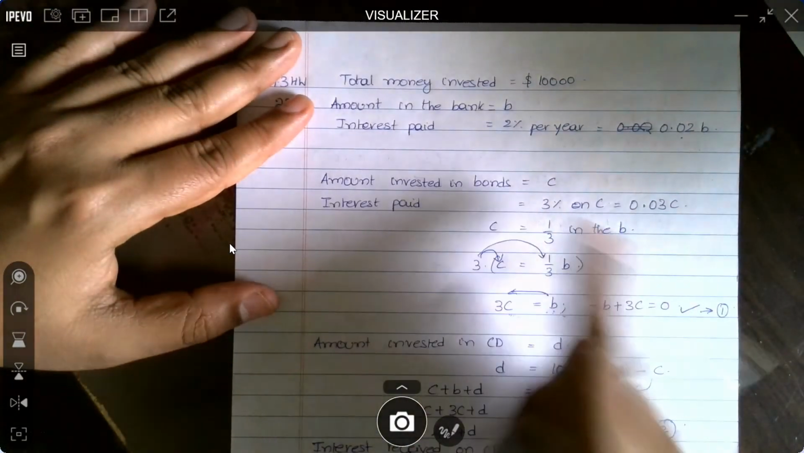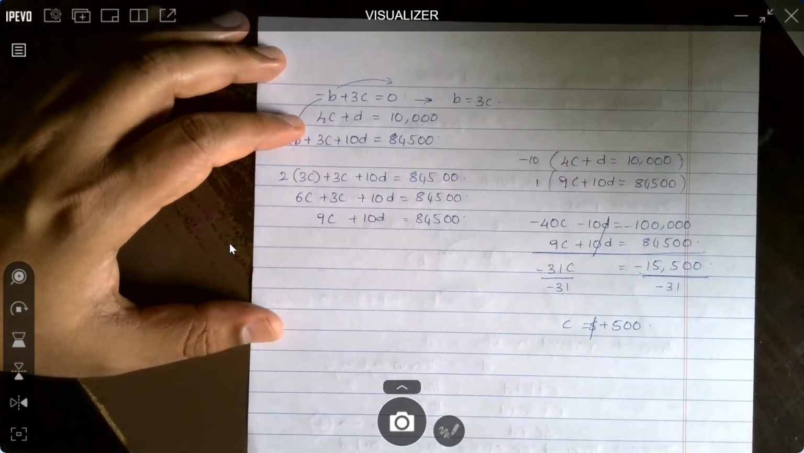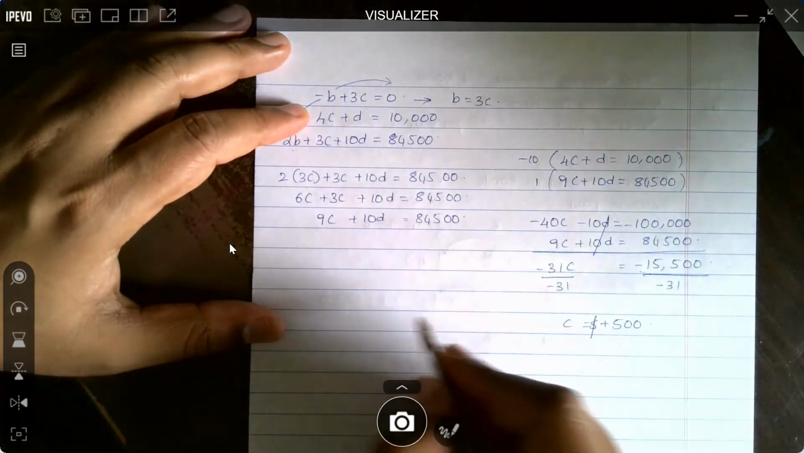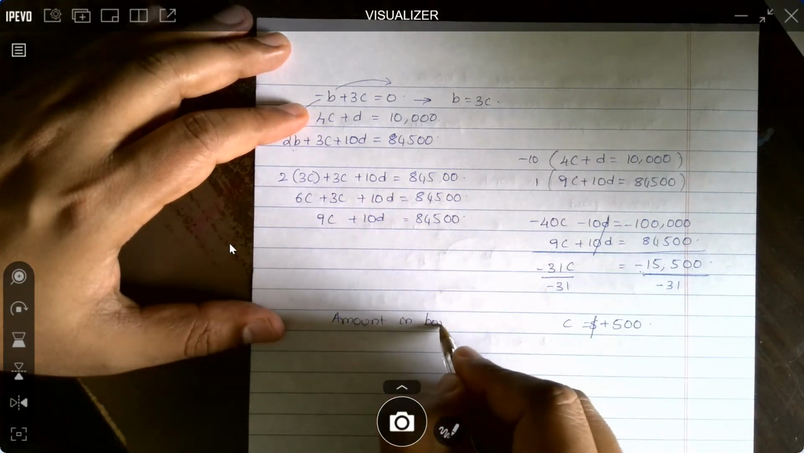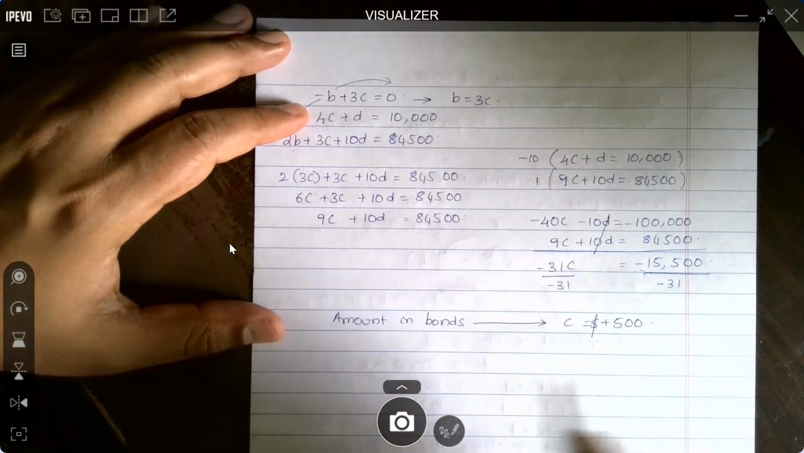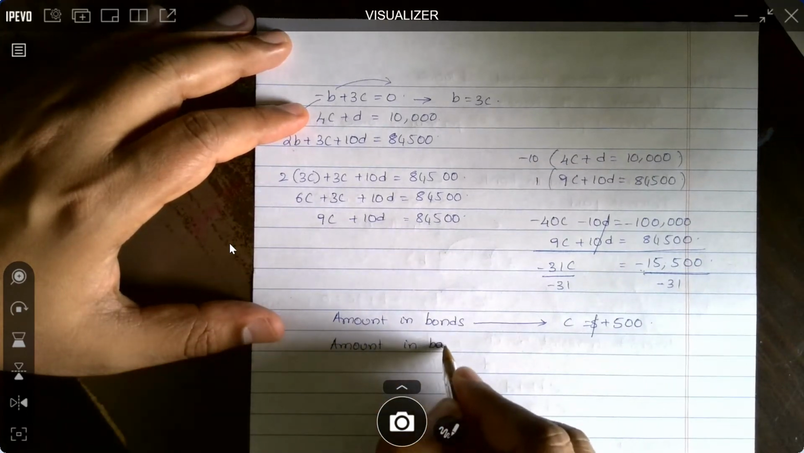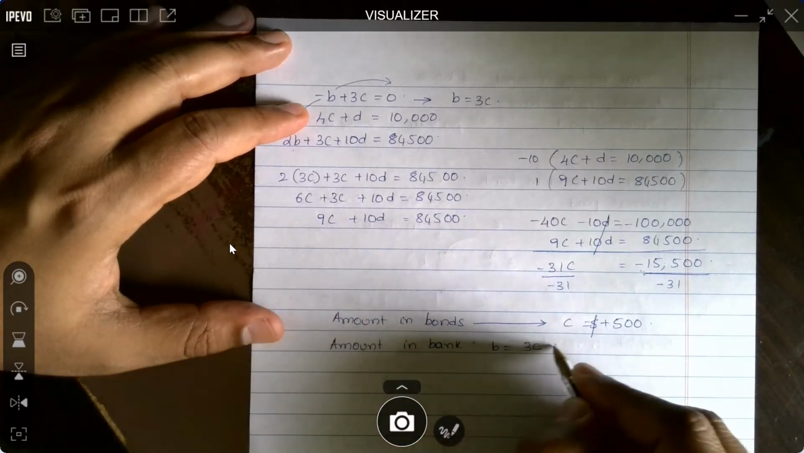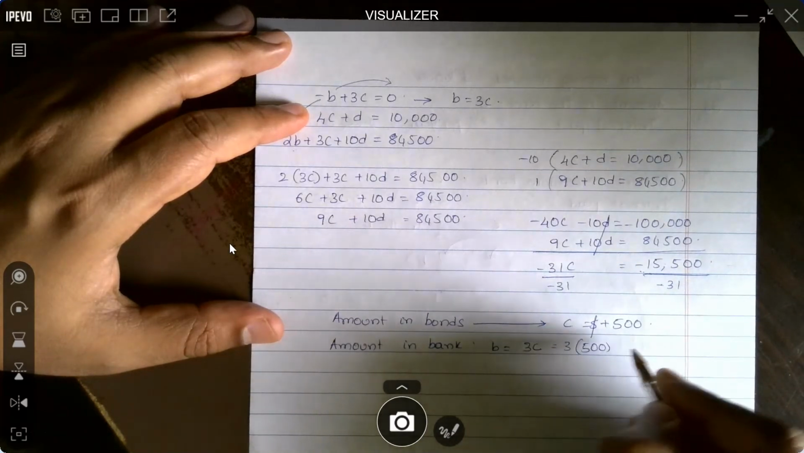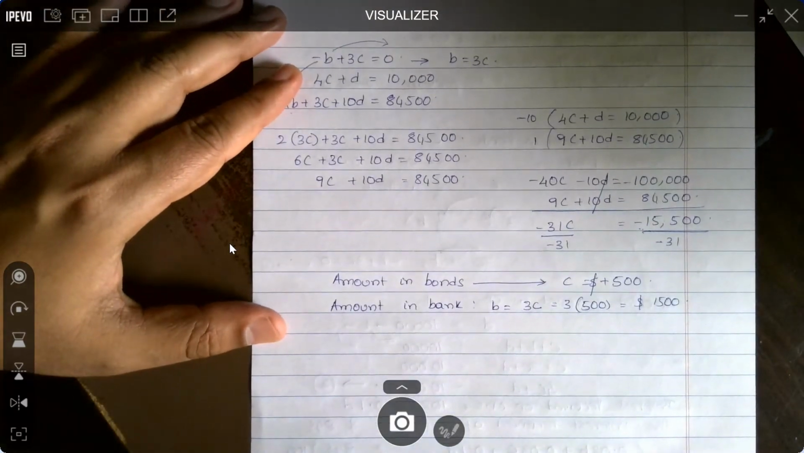If you look at the previous thing, the amount invested in bonds is $500. This is money, so you write $500. So what is the amount in the bank? This is the amount in bonds. The amount in bank is going to be B, and B is going to be 3C. So that's 3 times 500, which is $1,500.